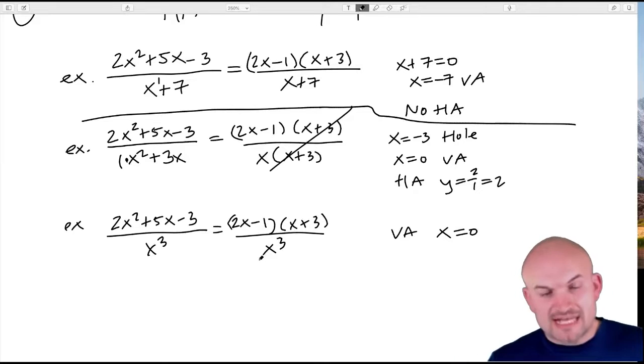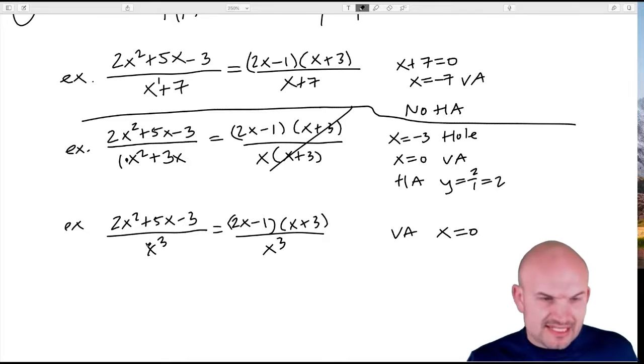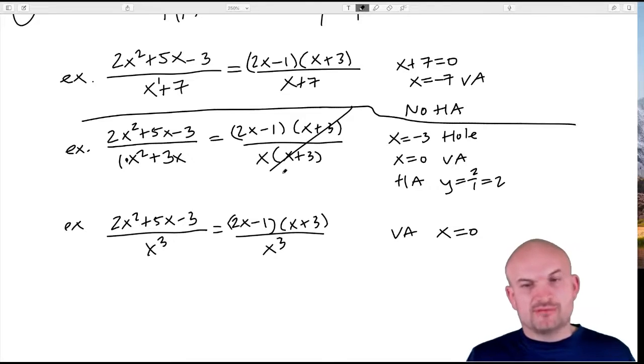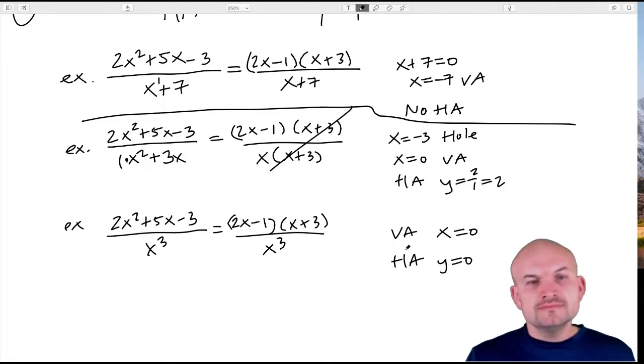As far as horizontal asymptotes, again, we're going to be looking at the degrees. Since in this case, the degree of my denominator is larger than the degree of my numerator, my horizontal asymptote is going to be y is equal to 0.